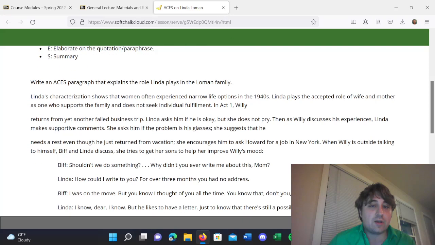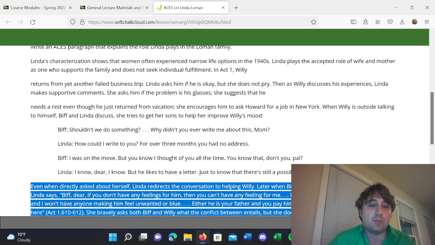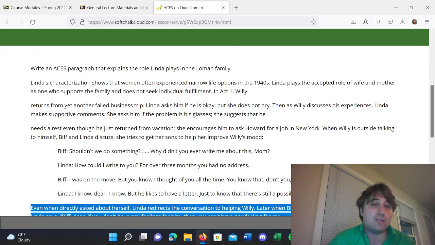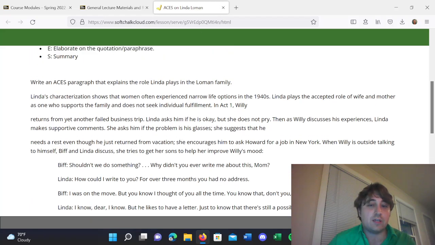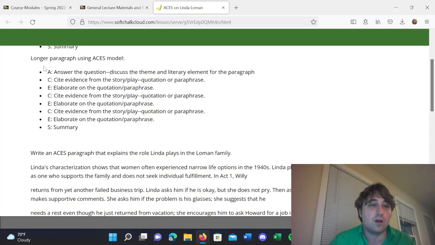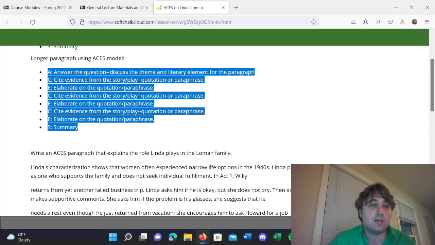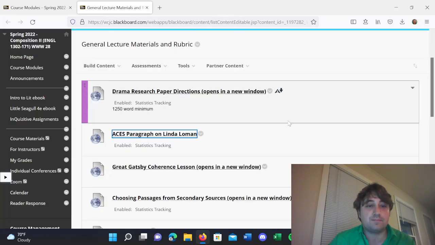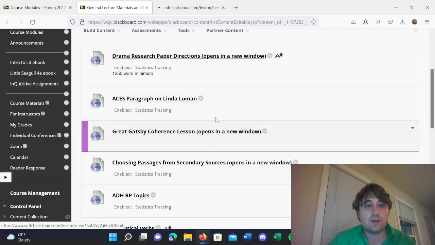So reading this paragraph can give you a gist of what you might try to write yourself. This is a model paragraph, right? So one thing you could do is write with this paragraph on one screen and your own work on the other screen and see if you're hitting all of the major beats, right? All of these major ACEs beats.